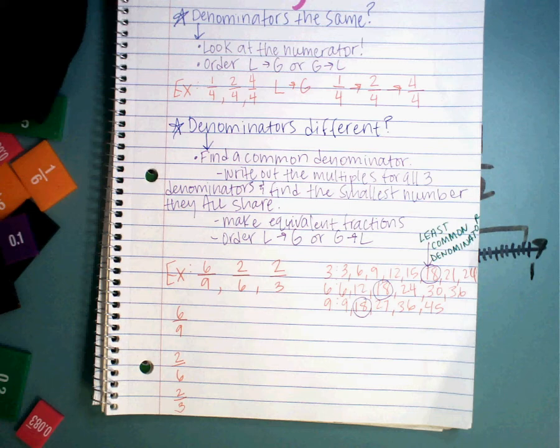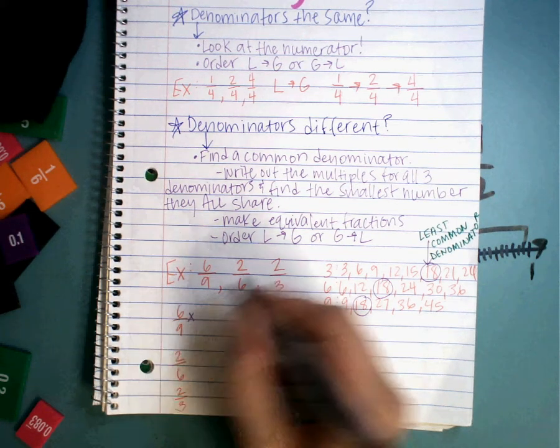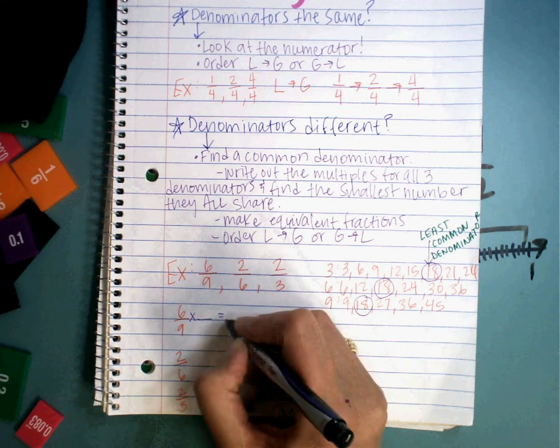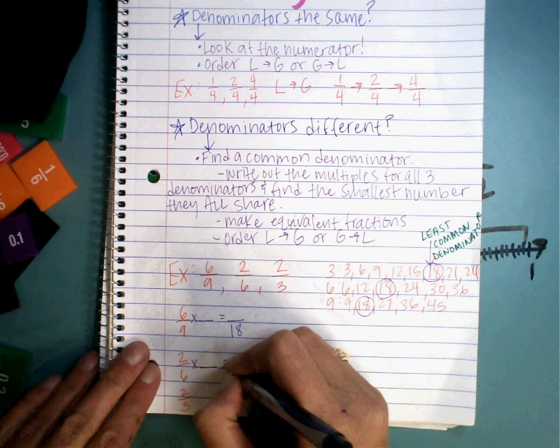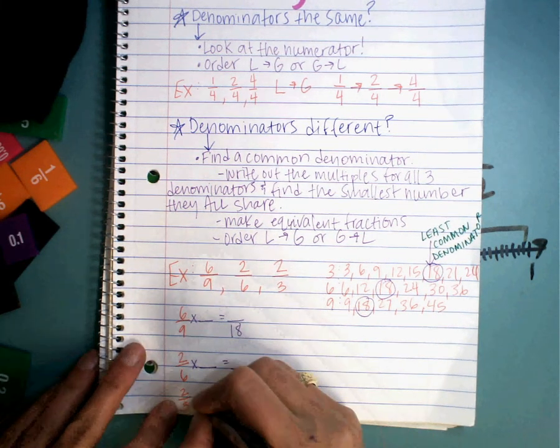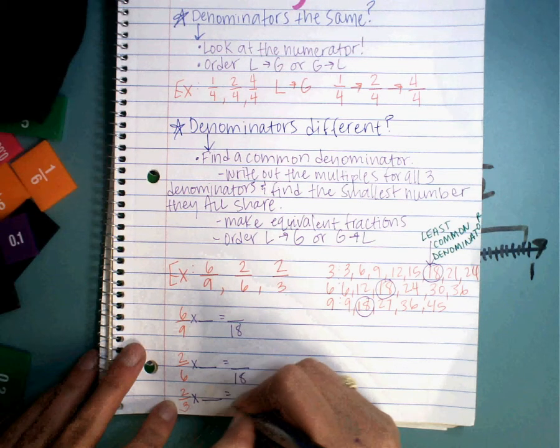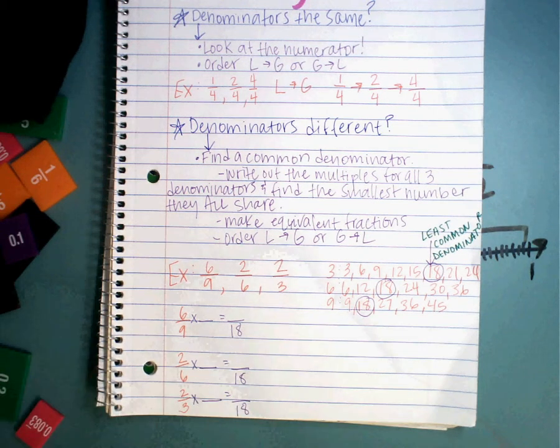So what we're going to do is multiply times something over something, and it's going to equal something over 18 for all of these. Times something over something equals something over 18. Times something over something equals something over 18.